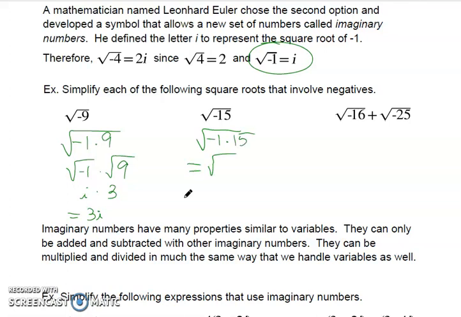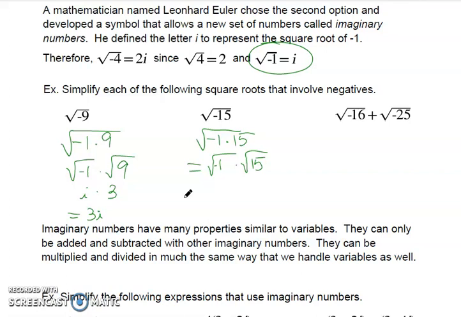So I separate that: the square root of negative 1 times the square root of 15. We talked about today in class how to simplify these radicals. And so we're looking for perfect square factors that would work for 15. So does 15 have a factor of 4? Because the square root of 4 is 2. It's a perfect square factor.